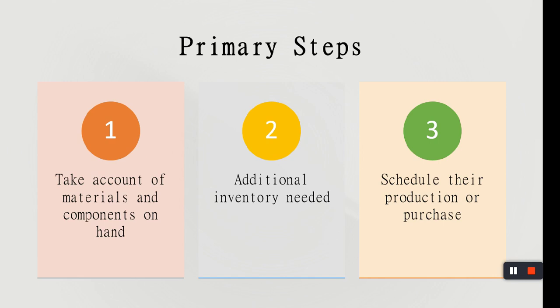Step 3 is to schedule their production or purchase. For the 80 additional raw materials that we need, do we produce these 80 raw materials, or do we just buy them from outside suppliers? And if we do produce them internally, when will we start producing them? Or if we are to purchase these 80 additional inventory from outside suppliers, when will we purchase them?